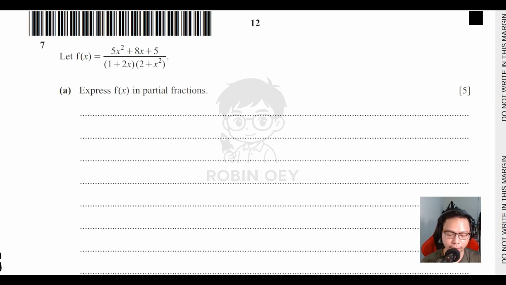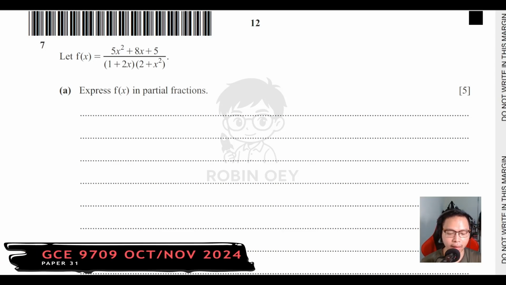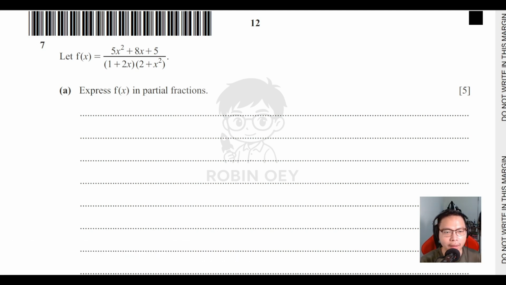Okay, number 7a. Let f of x be (5x squared plus 8x plus 5) over (1 plus 2x)(2 plus x squared). Express f of x in partial fractions. Okay, so we see here we have 1 plus 2x and 2 plus x squared, and if we multiply together, then the highest exponent would be x cubed. So the top and the bottom have different highest degrees of exponent. So this way I just use the normal method.